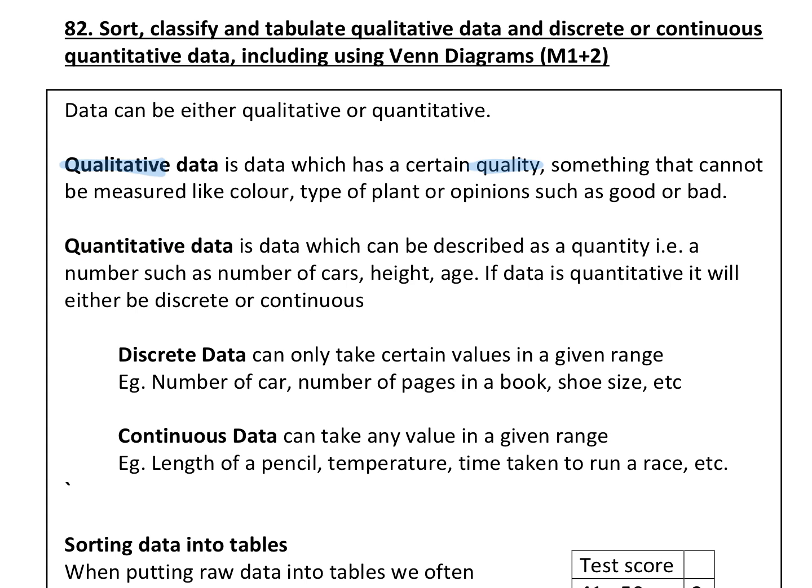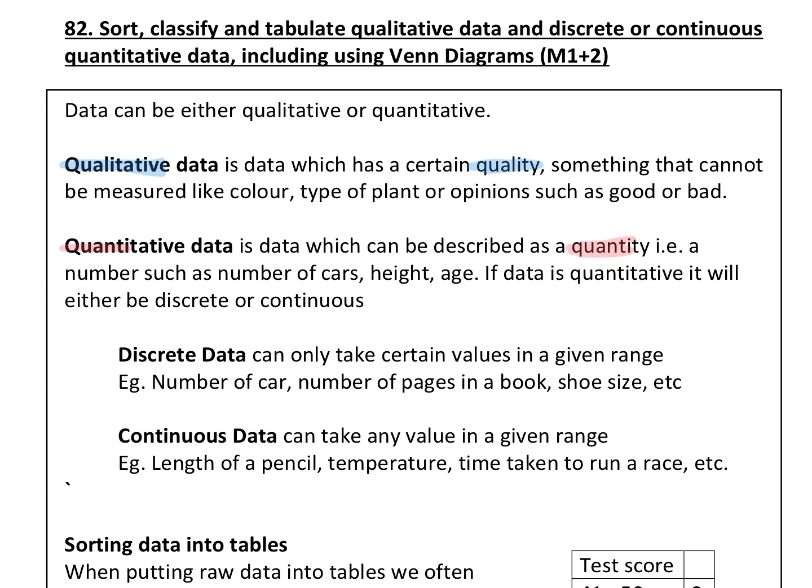What's quantitative data? It's data which can be described as a quantity or as a number. Again, the clue is in the name. So we've got quantitative is representing a quantity. So i.e. a number such as number of cars, your height's a number, your age is a number. If data is quantitative, it's a number, and that number could either be discrete or continuous. So if it's qualitative, it's qualitative. If it's quantitative, then it could be one of these two things as well. These are subsets of being quantitative.